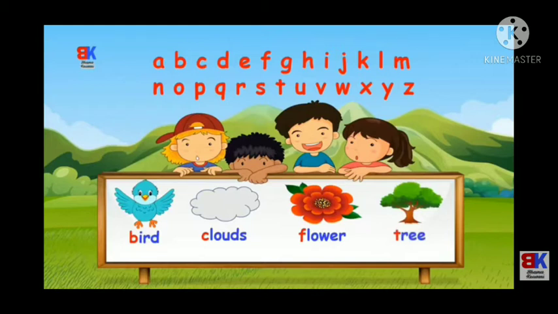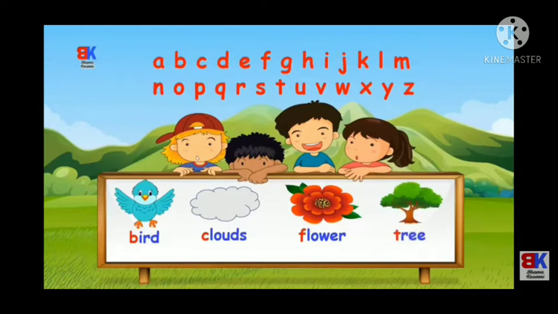Like, if there is any word starting with A, no, there is no word. Starting with B, yes, there is the word bird. So B for bird, that's why bird is the first word in the sequence. Then thereafter comes C. So if there is any other word starting with C, yes, clouds is starting with C, so our second word will be clouds in the sequence.